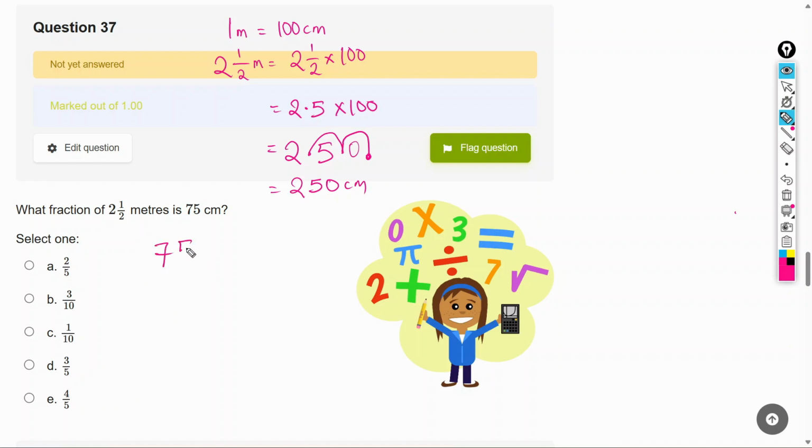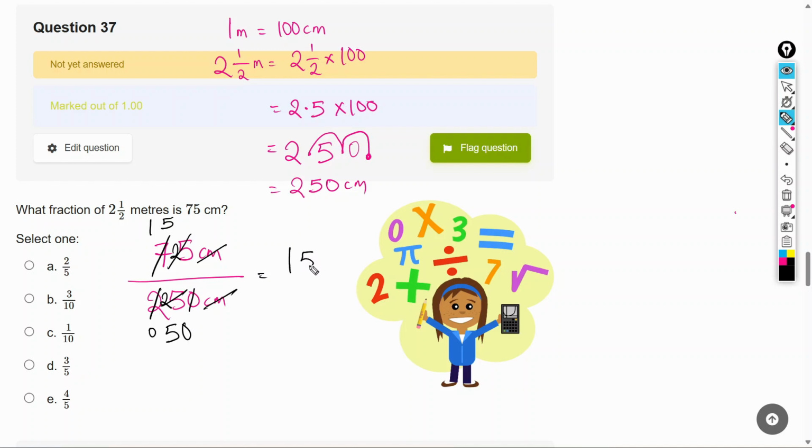So that means 75 centimeters divided by 250 centimeters. Our units can cancel out, and then we can divide by 5. 5 into 7 is 1, remainder 2. 5 into 25 is 5. 5 into 2 is 0, remainder 2. 5 into 25 is 5. 5 into 0 is 0.